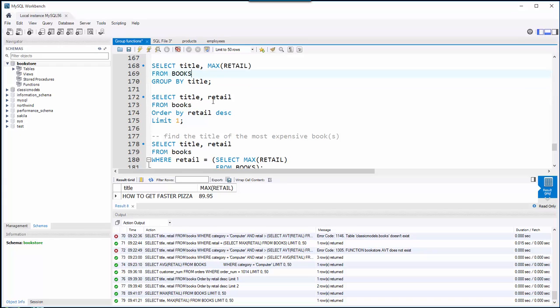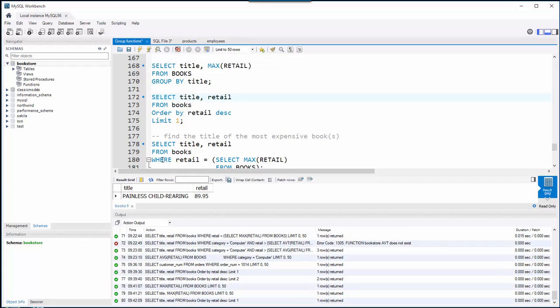Now, there is one other trick. I'll go ahead and mention this. We haven't learned about the limit command, and in this case, it's limit. In SQL Server, there's something called top. But basically, what this does is say, only show me one row. Well, if you take a look at the title and the retail and you order it descending, the first row will be the highest price. So when I run that, there it is.